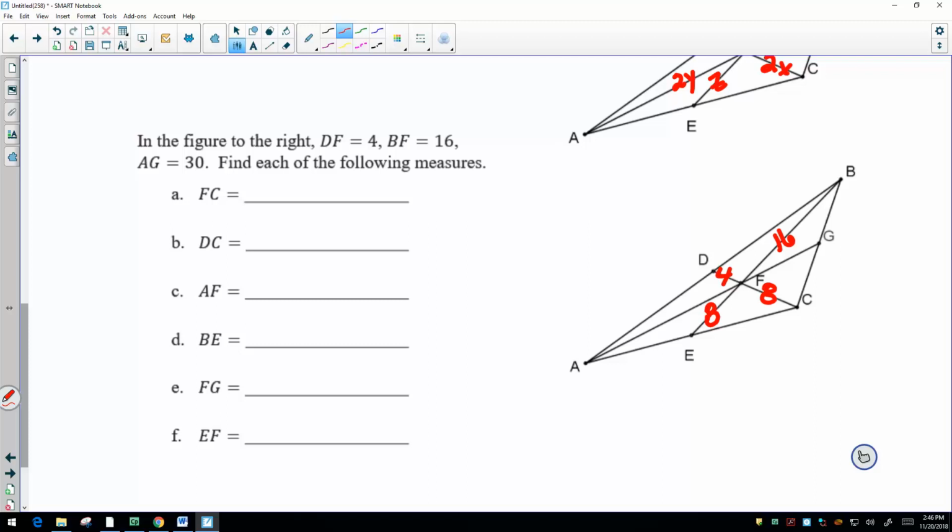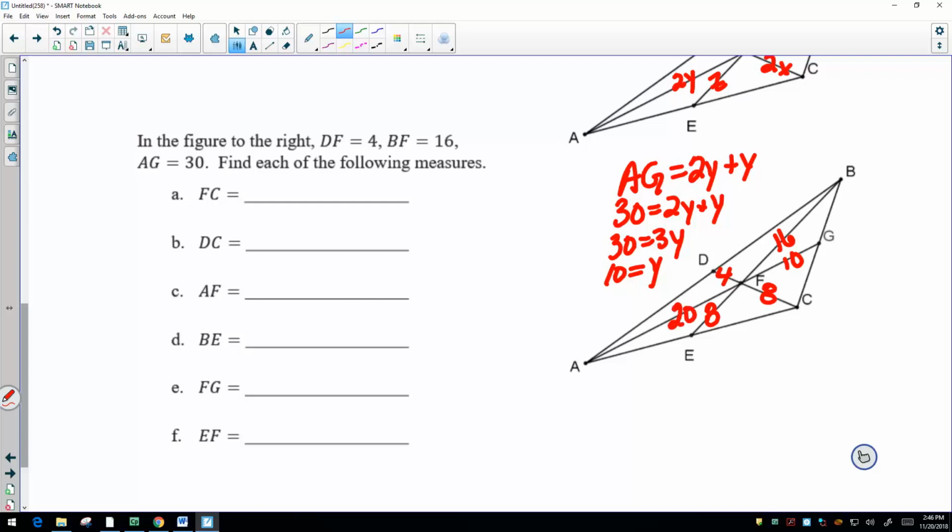Now when we look at AG, if we take a look back up at top, AG was made up of both 2Y and 1Y. They're telling us AG over here is now 30. So I should be able to say 30 is equal to 2Y plus Y. In other words, 30 is equal to 3Y, which would tell me then Y has to equal 10. So that means FG must be 10, and AF must be 20.